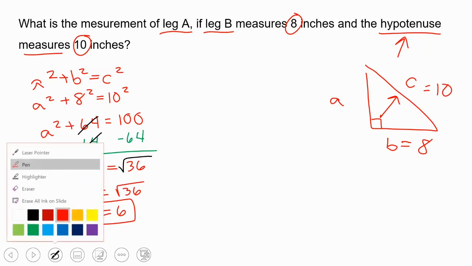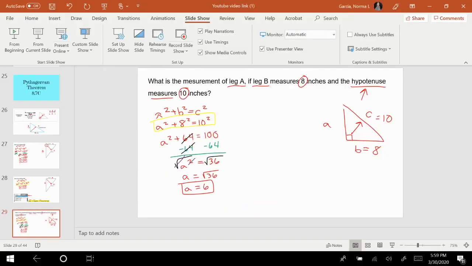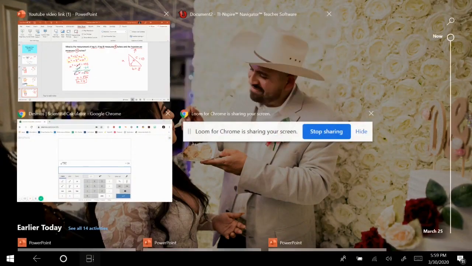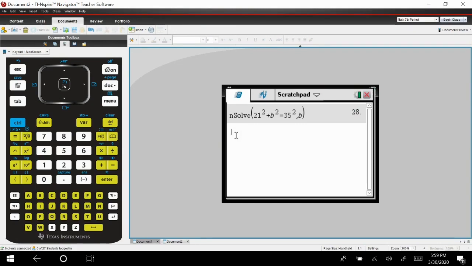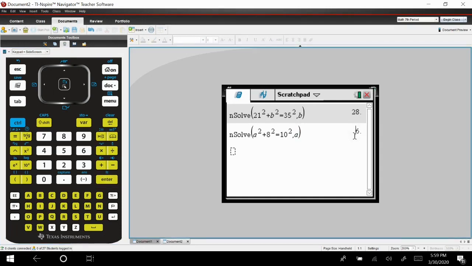And like I said, we can go ahead and double check ourselves by putting this into the calculator. A squared plus 8 squared equals 10 squared. So let's use nsolve. Comma A, because now we're looking for the letter A, and it gives us the same answer that we just got.